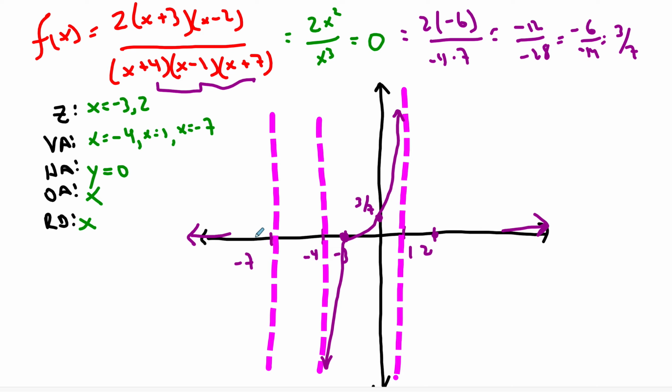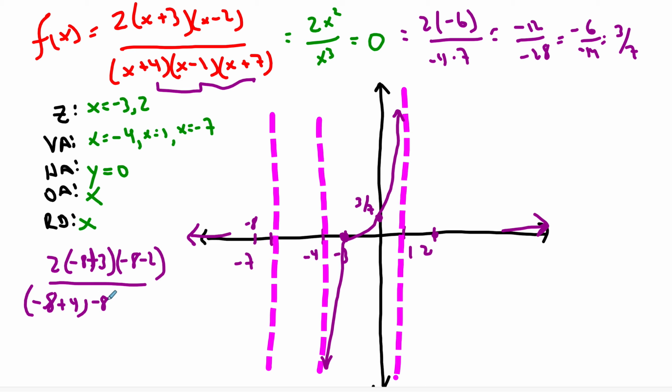Unfortunately, the only point I could plug in would be like -8. That's going to be a small one, right? So I could plug -8 in here, so I get 2 times -8 plus 3, and then -8 minus 2 over -8 plus 4, -8 minus 1.